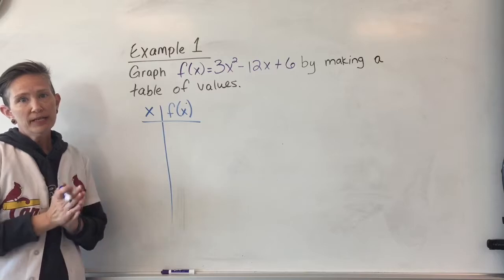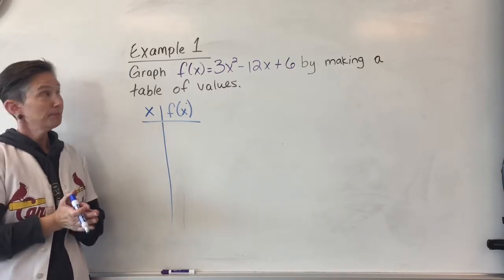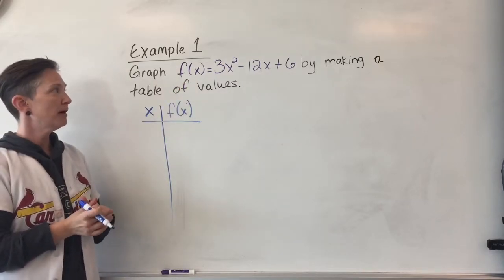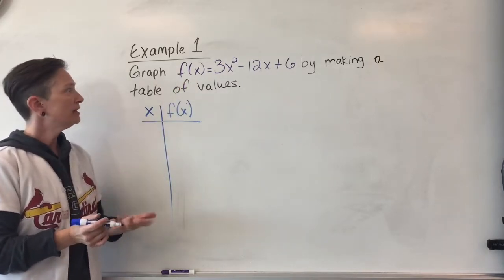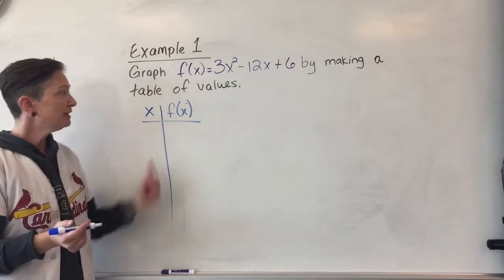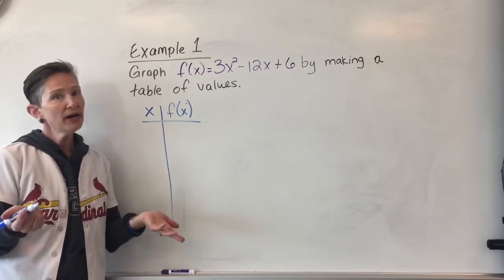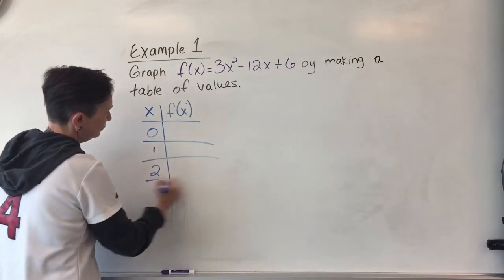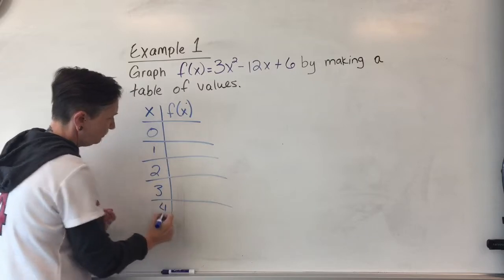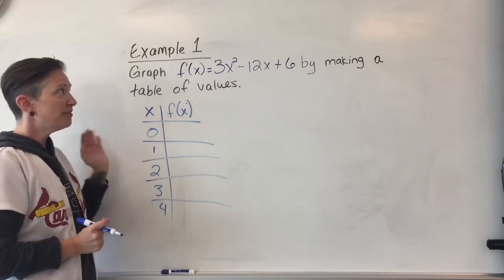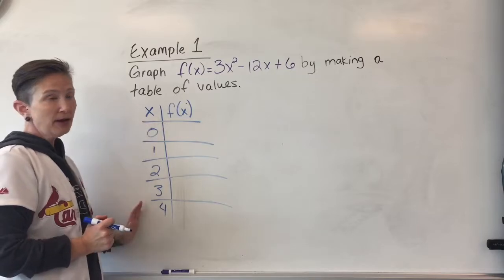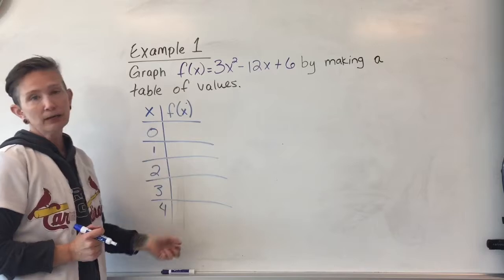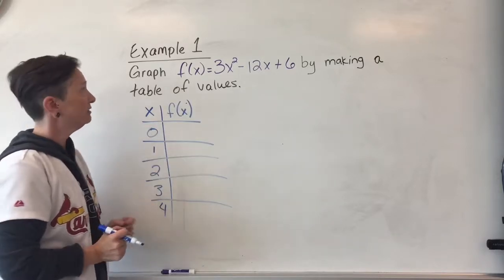Let's take a look at an example of graphing a quadratic function. The example says graph f of x equals 3x squared minus 12x plus 6 by making a table of values. So here's my table. I'm going to choose a few x values: 0, 1, 2, 3, and 4. Once I pick my x values, I can substitute them into my function and calculate my f of x.